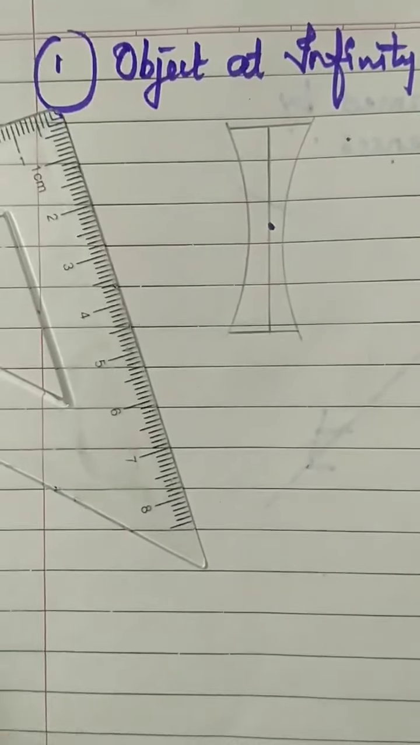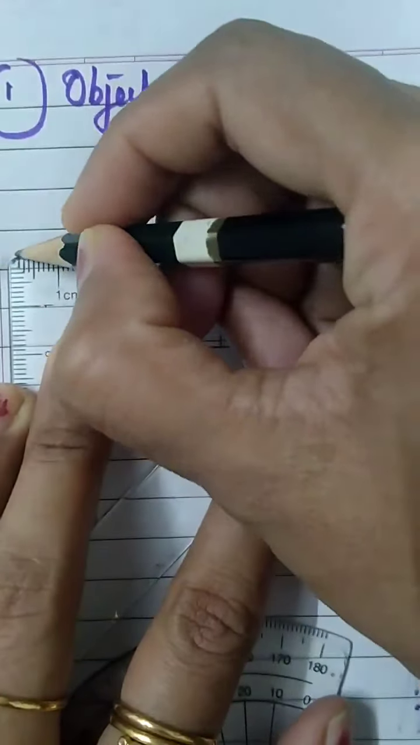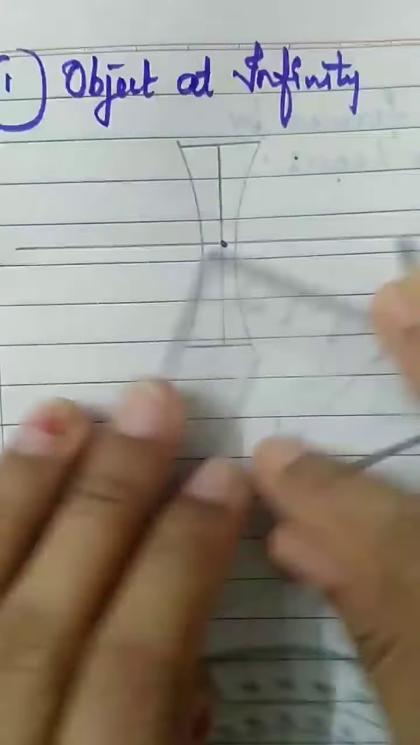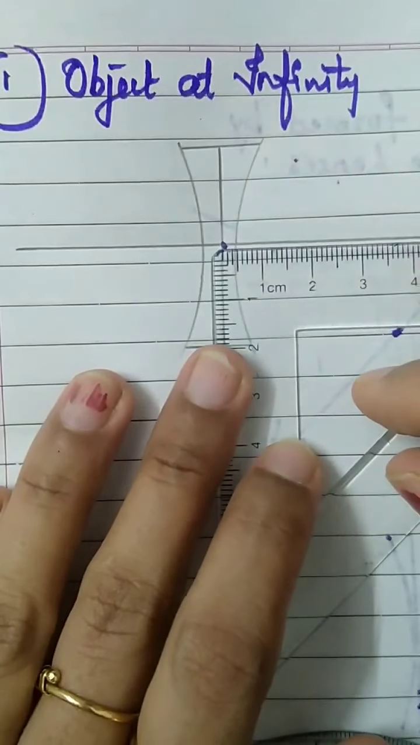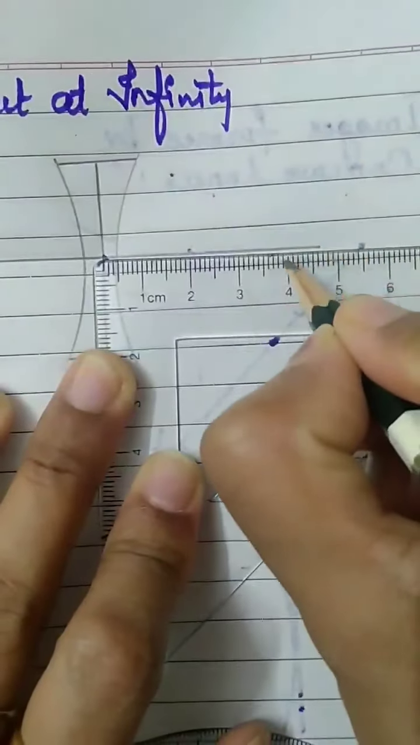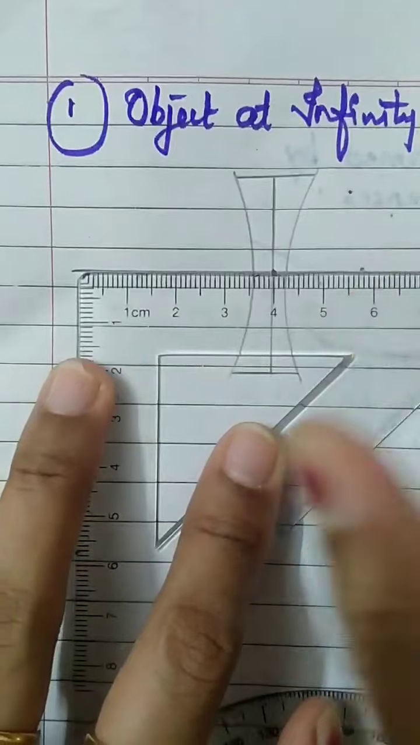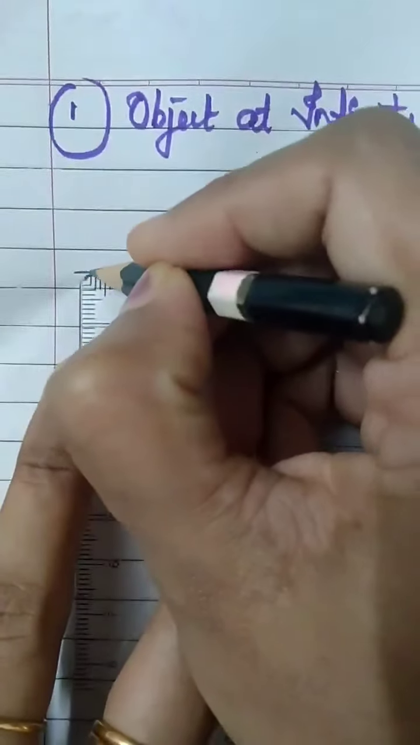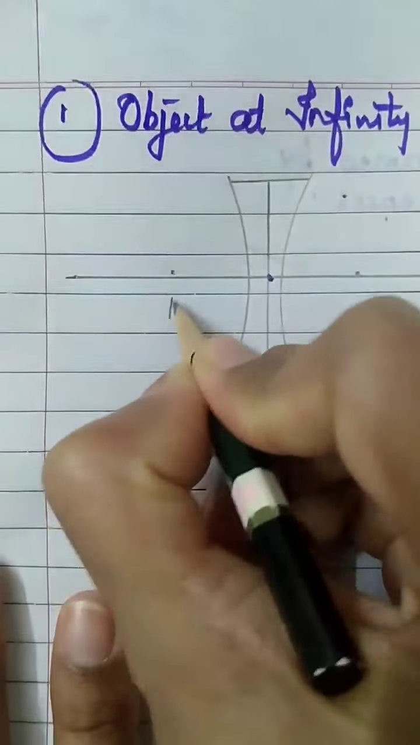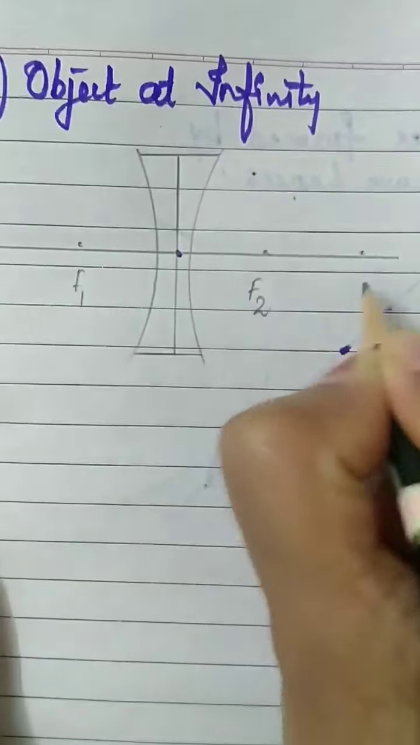All the ray diagrams you have to draw with pencil only. So optical center is ready. Let us draw the principal axis. Okay. Now from the optical center, 2 centimeter. Again 2 centimeter. Same way on the other side, 2 centimeter, 2 centimeter. So this will be F1, 2F1, F2 and 2F2. Object is at infinity.